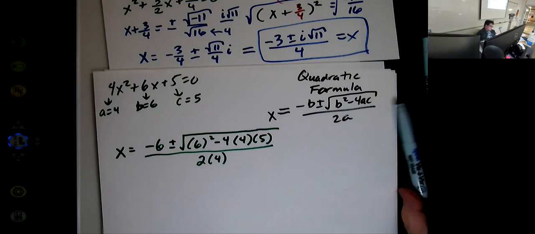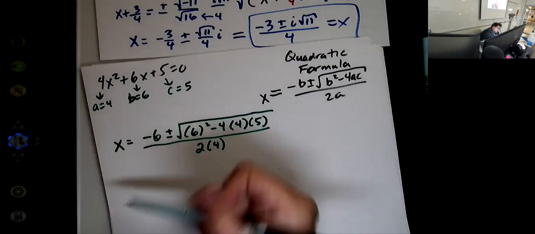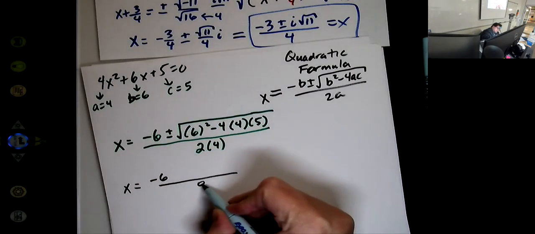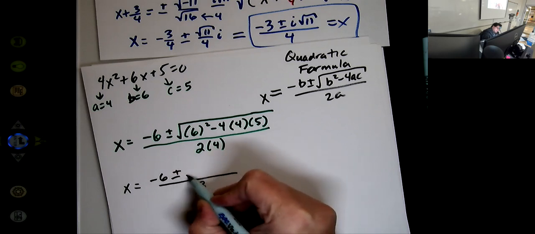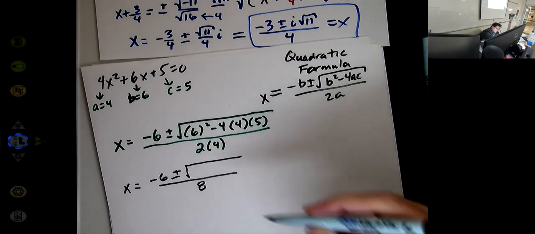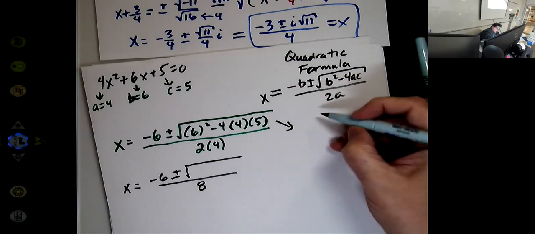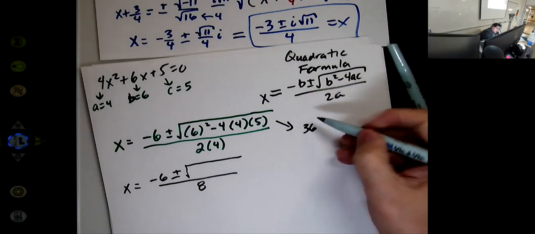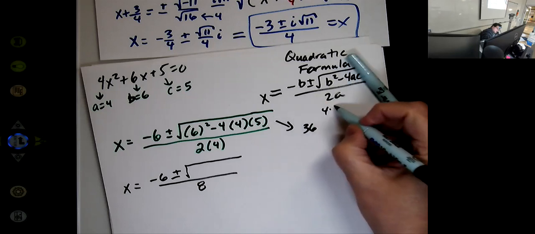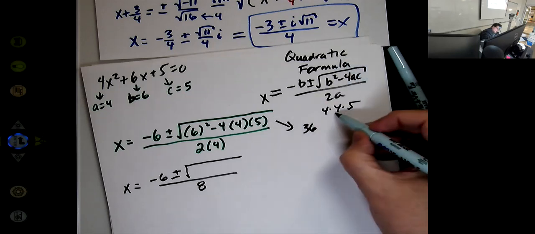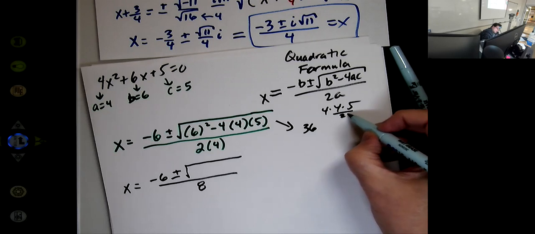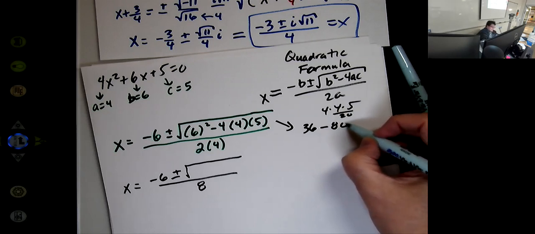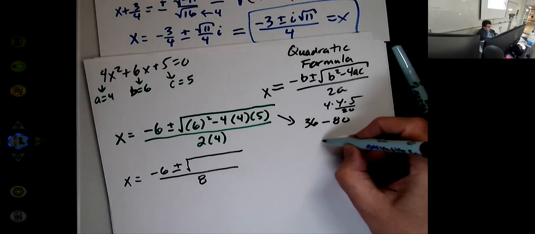This just requires being patient. I'm going to do this inside in steps. This is 6 squared, which is 36. And 4 times 4 times 5. I think it's easier to do the 4 times 5 first. That's 20. 4 times 20 is 80. So 36 minus 80 is going to be negative 44.